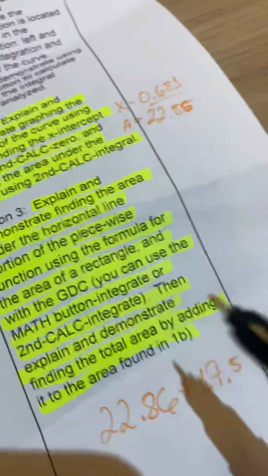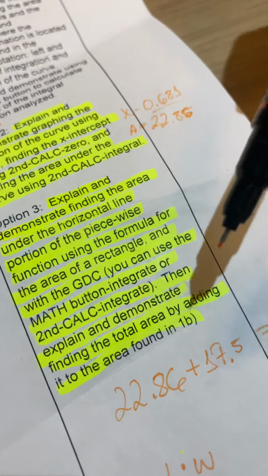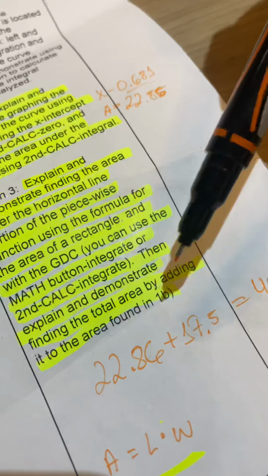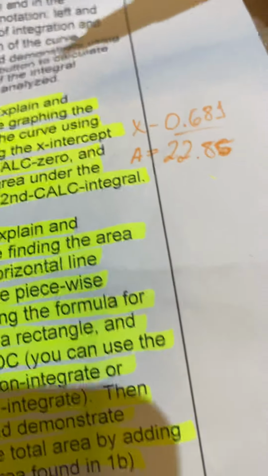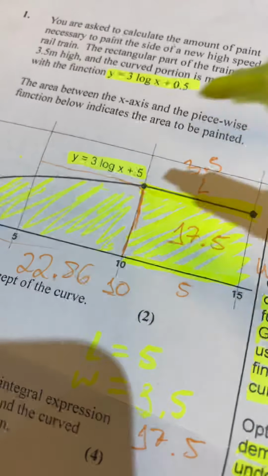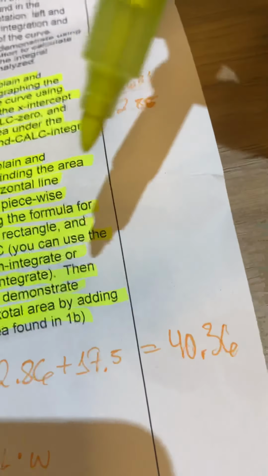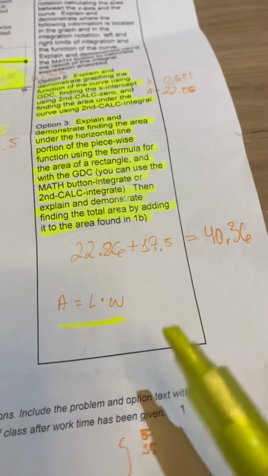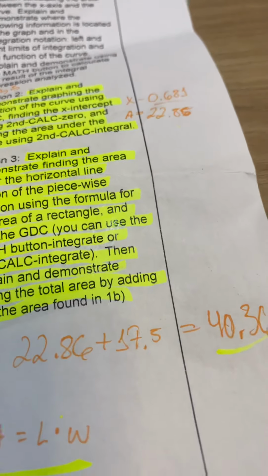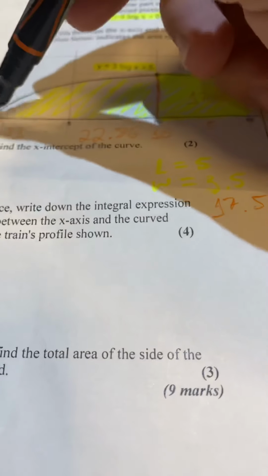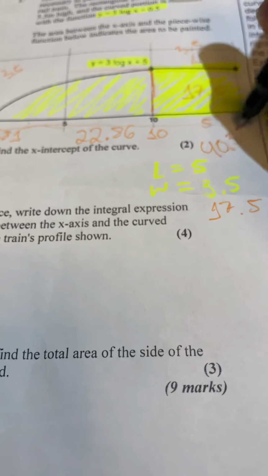And now the last step is to explain and demonstrate finding the total area by adding it to the area found in 1b. We can remember that the area found in 1b was 22.86. As we took some notes over here, 22.86 and 17.5. So now we should add both of them, which is 22.86 plus 17.5, and we get the combined area of both, 40.36, which means that the area from both of these is 40.36.